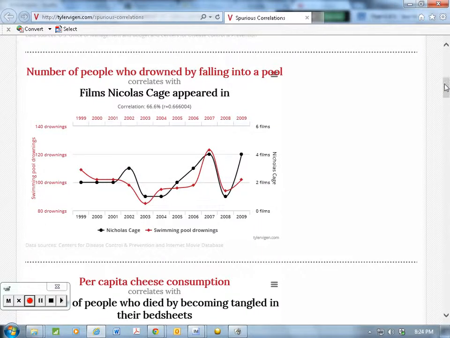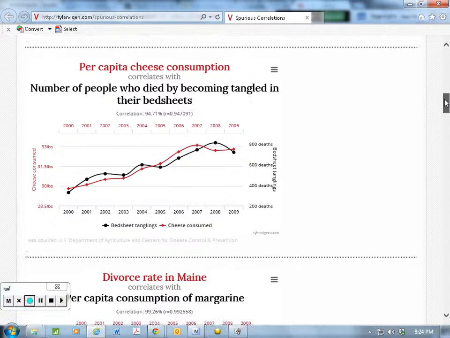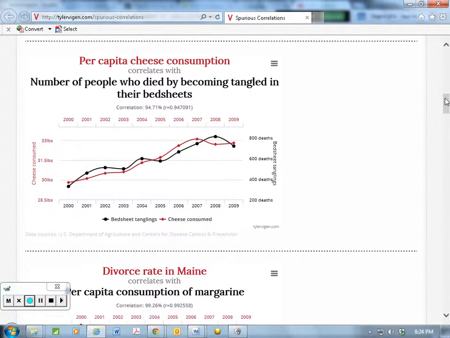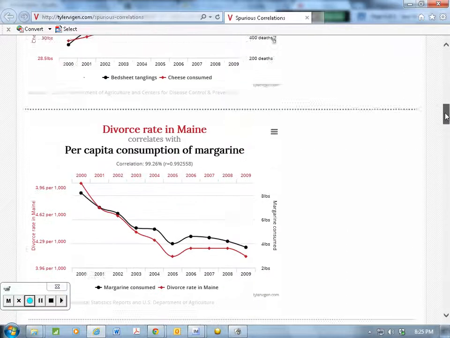Wow, that's pretty crazy. This one's one of my favorites. Per capita cheese consumption and number of people who died by becoming tangled in their bed sheets. Cheese consumed. That's crazy. A 0.947 correlation between cheese consumption and people who became tangled in their bed sheets. All sorts of craziness there.